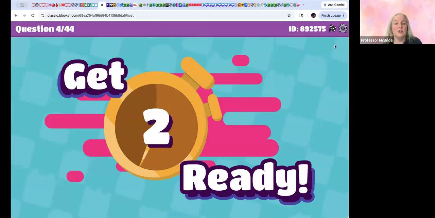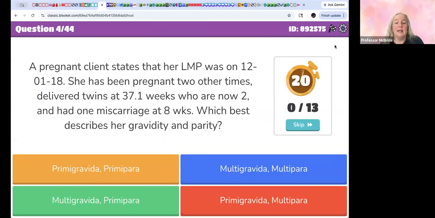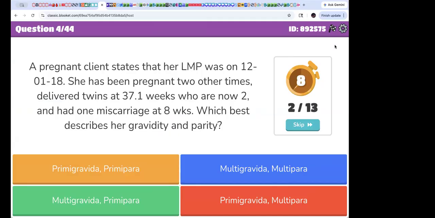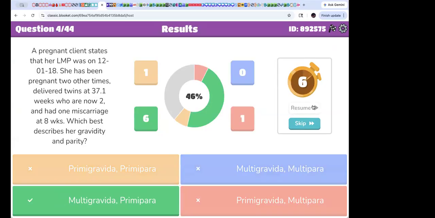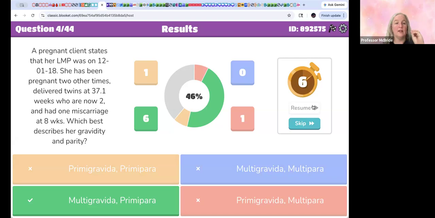Perfect. Next question. Same girl, which describes her gravidity and parity? I didn't remember this question was in here. You guys should all get it right. Okay, she's multigravida because she's been pregnant multiple times. But she's primiparous. She's only had one delivery past 20 weeks of gestation.